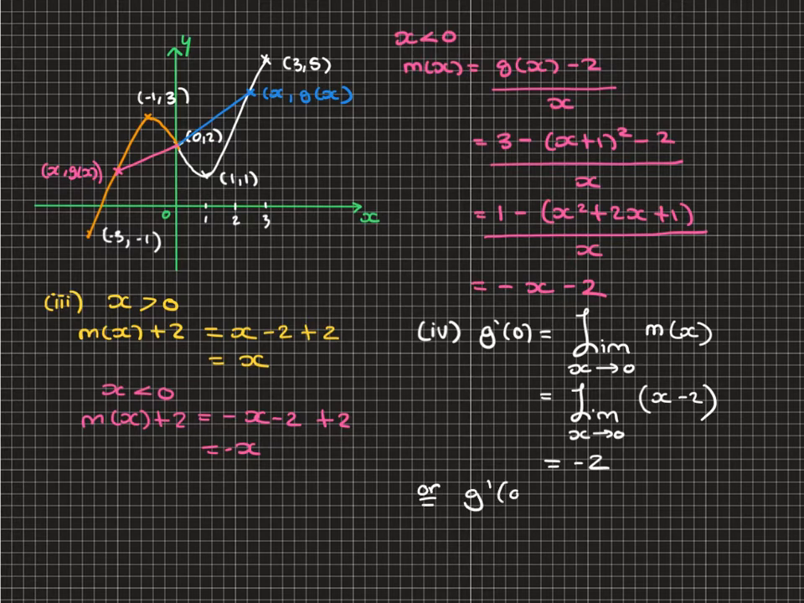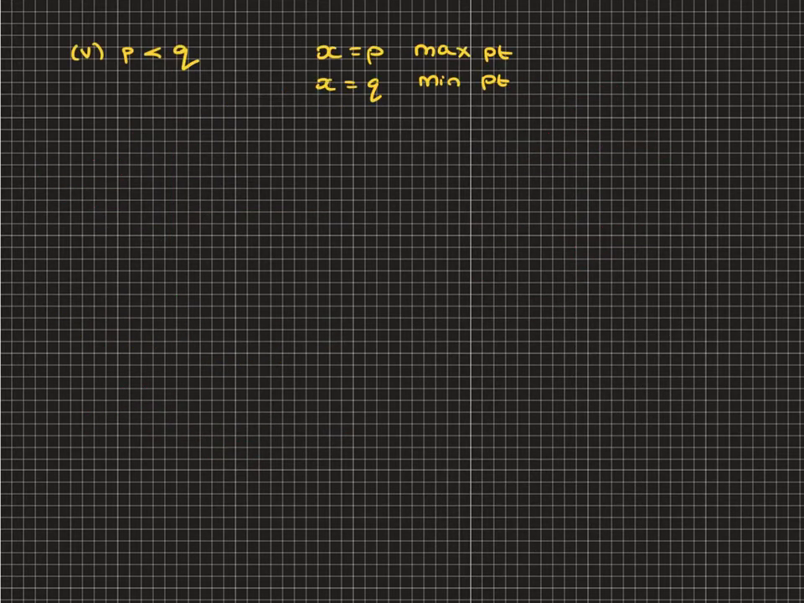Remember, we have two of these, one for x greater than or equal to 0 and one for x less than or equal to 0. So in that case, it's the limit of negative x minus 2, and again, this results in a gradient of negative 2. Now, part 5 is where the serious maths actually starts to appear in this question.